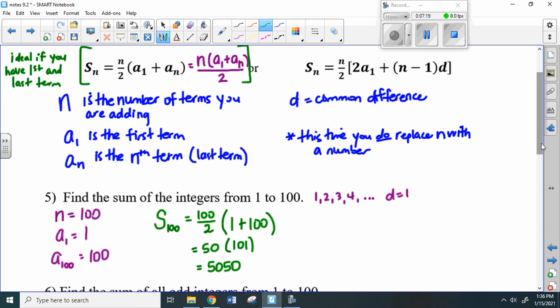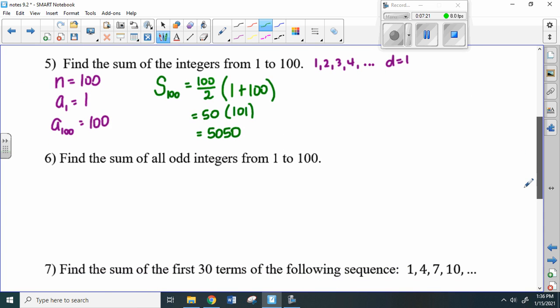That type of question actually comes up on the SAT, maybe in the non-calculator section, so maybe that'll help you. All right, number 6: find the sum of all odd integers from 1 to 100.